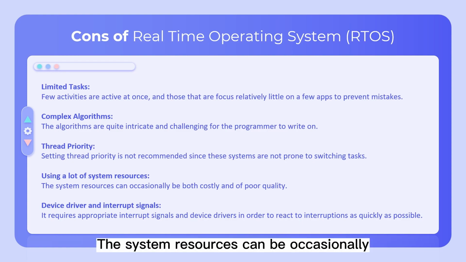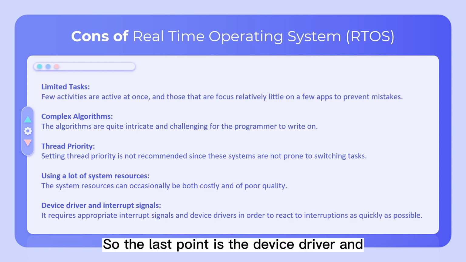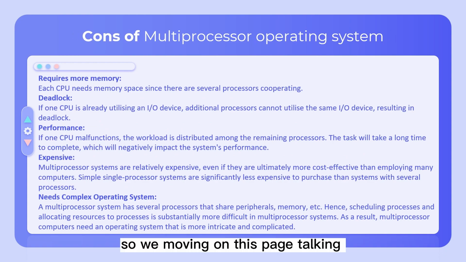Fourth, using a lot of system resources. The system resources can occasionally be both costly and of poor quality. So the last point is the device driver and interrupt signal. It requires an override interrupt signal and device drivers in order to react to the interruption as quickly as possible. So we will use this page to continue to talk about the cons of the multi-processor operating system.